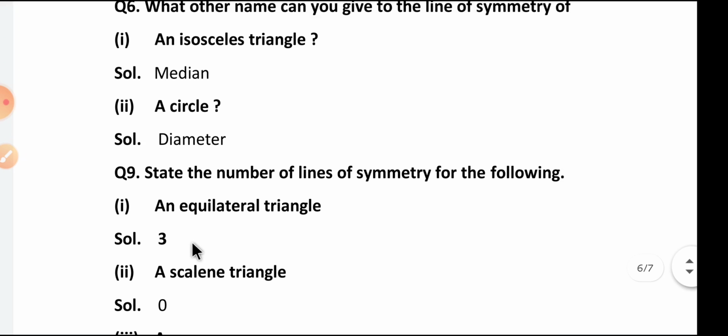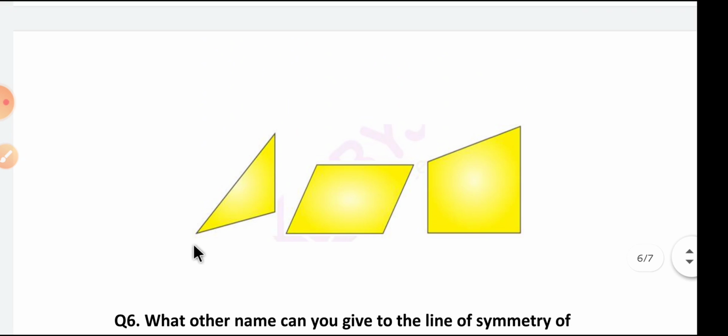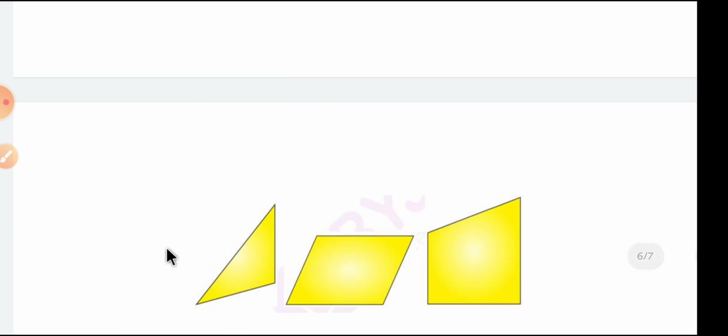Already we have seen in the previous question. So line of symmetry we already have. So what do you mean by symmetry? Symmetry means a plane figure which is the same on both sides of a line, and that is said to be symmetrical, and the line is known as axis of symmetry and line of symmetry.